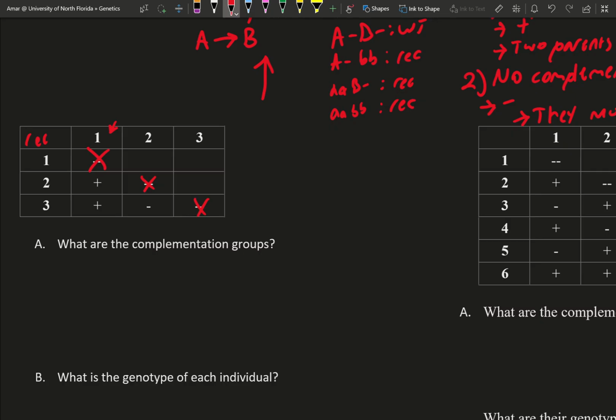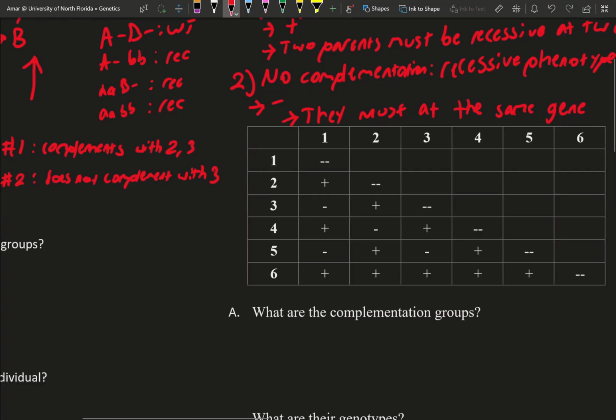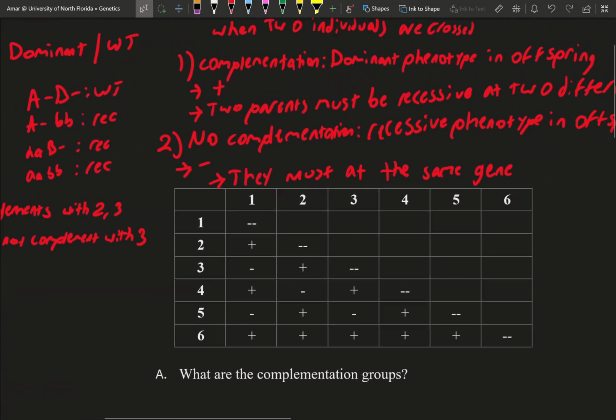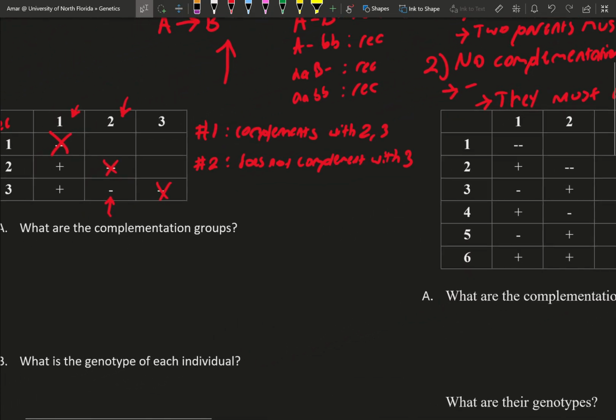So number 1 complements with both 2 and 3. And then if we go over here, number 2 does not complement with number 3. So based on this information, if we know that number 2 does not complement with number 3, which is a minus, they must be recessive at the exact same gene, okay?